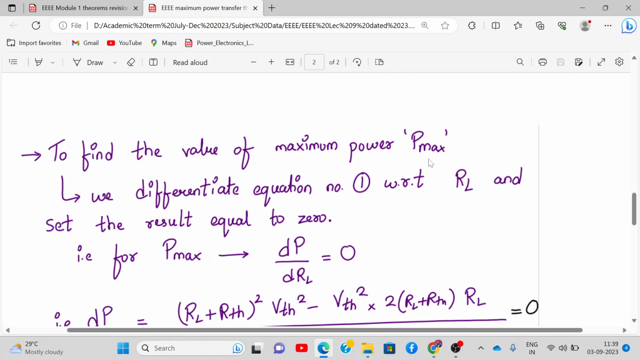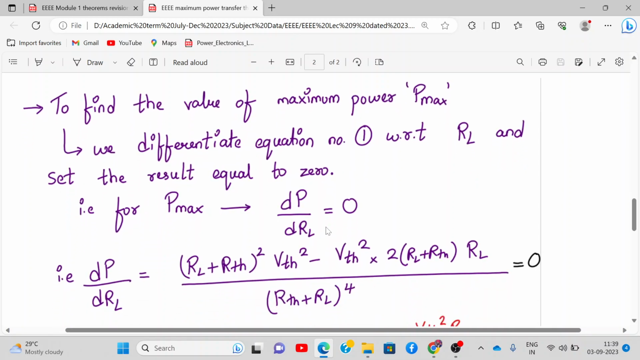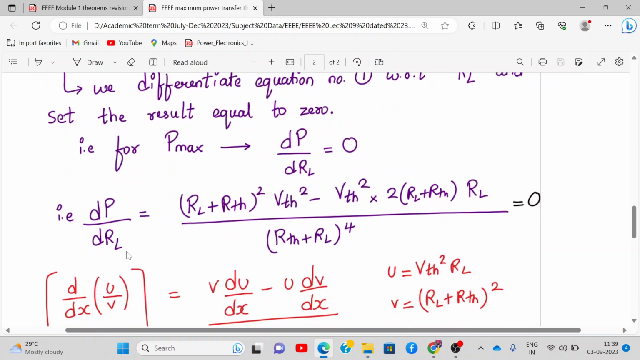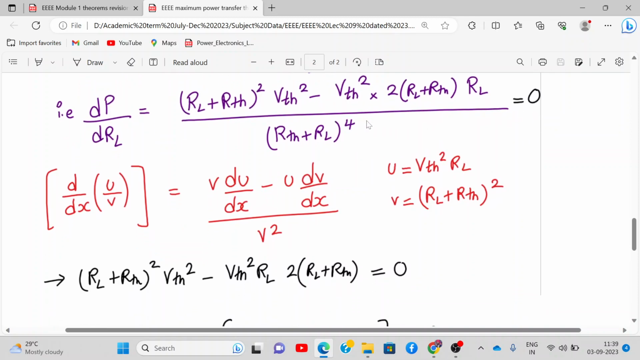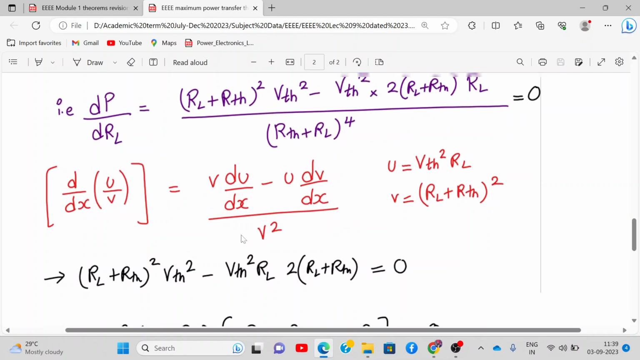To find the maximum power, P max, we will differentiate equation number one with respect to RL and set the result equal to 0. If you want to find the maximum quantity, you differentiate it and set it equal to 0. When we differentiate, we know the d by dx of u by v rule: v du by dx minus u dv by dx upon v square. In our case, u is VTH square RL and v is (RL plus RTH) the whole square. So we substitute accordingly and set it equal to 0. When we set it equal to 0, the denominator terms will go, only the numerator term will remain.